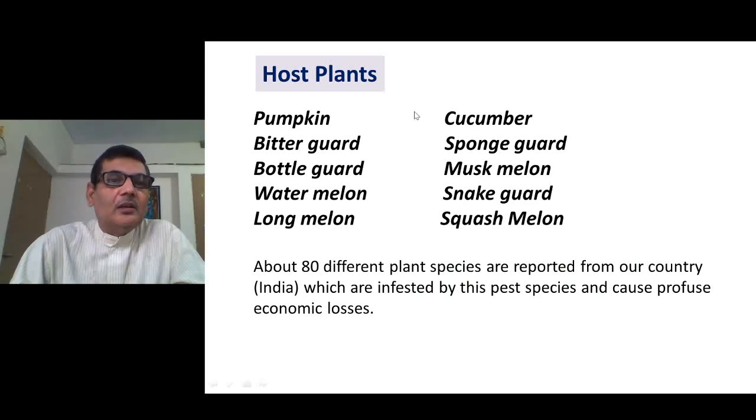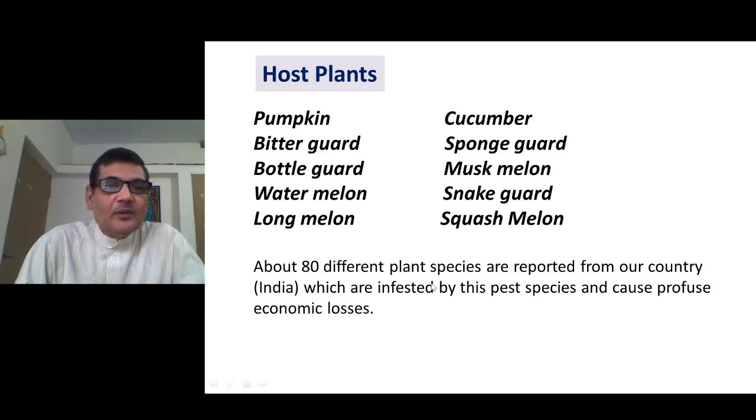More than 100 different types of economically important plants are infested by this pest fly. Some of them are listed here, like pumpkin, bitter gourd, bottle gourd, watermelon, long melon, cucumber, sponge gourd, musk melon, snake gourd, squash melon. These are about 10 economically important vegetables which are grown in our country, and they are all infested by this insect pest.